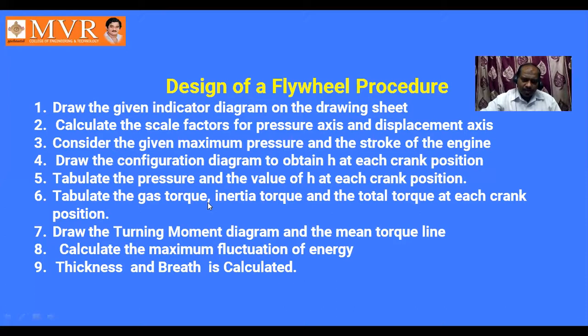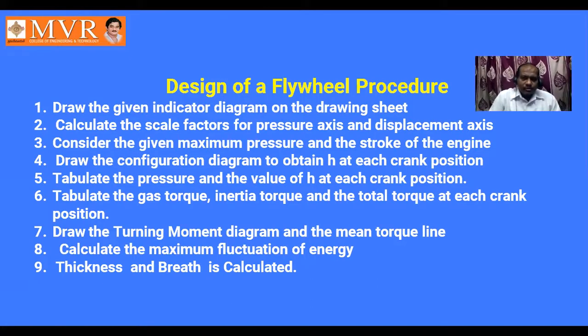Tabulate the gas torque, inertia torque and total torque at each crank position. Draw the turning movement diagram and the mean torque line. After calculating, I already told you how to draw the turning movement diagram: torque on the y-axis, crank angle on the x-axis. Next, calculate the maximum fluctuation of energy, and using that fluctuation of energy, the thickness and breadth of the flywheel are calculated.